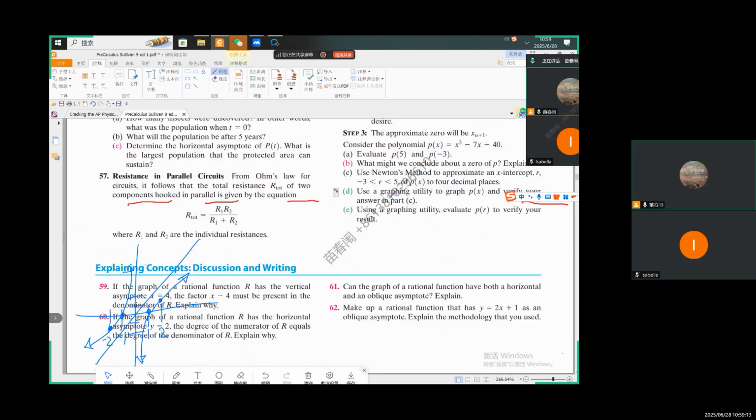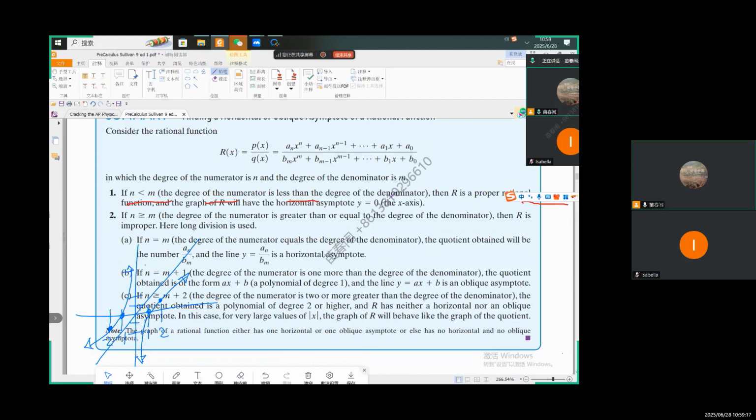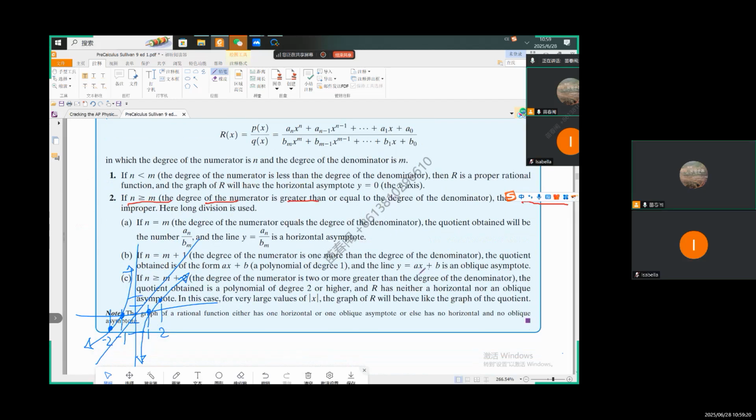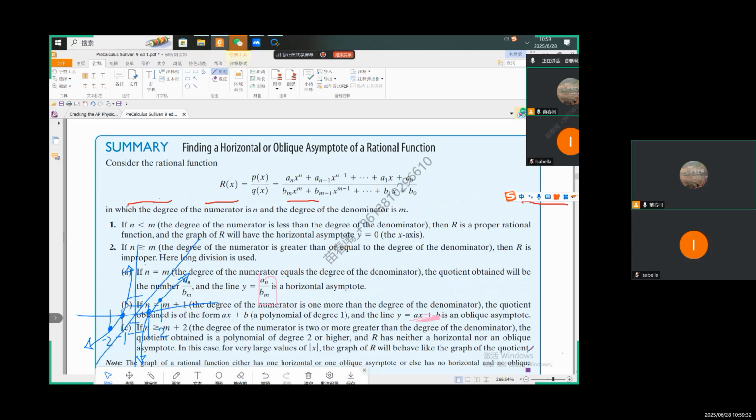So this is something you can take a screenshot of, but it is a little difficult to remember. In this part, you have to do the long division to get this. This is kind of easy when it's equal, right? When the numerator's degree is greater than 2 or equals 2, then we can't really find an asymptote. And for this one, if it's less, it's just that.